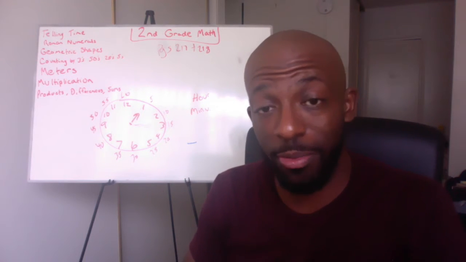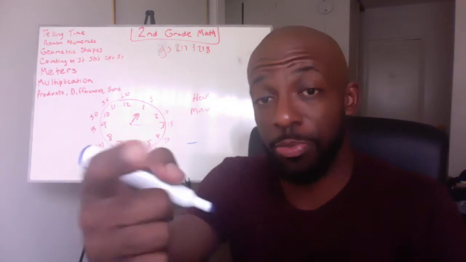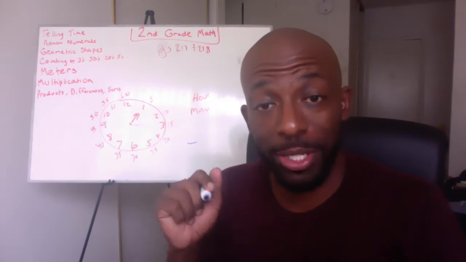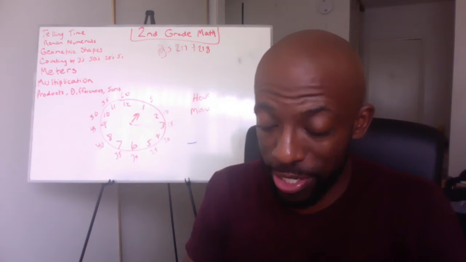You take away 6 from 8. That's going to leave you with 2. And then you just bring that 1 down. And what does that give you? A 1 and a 2? That's 12. You can do the rest of the problems there.